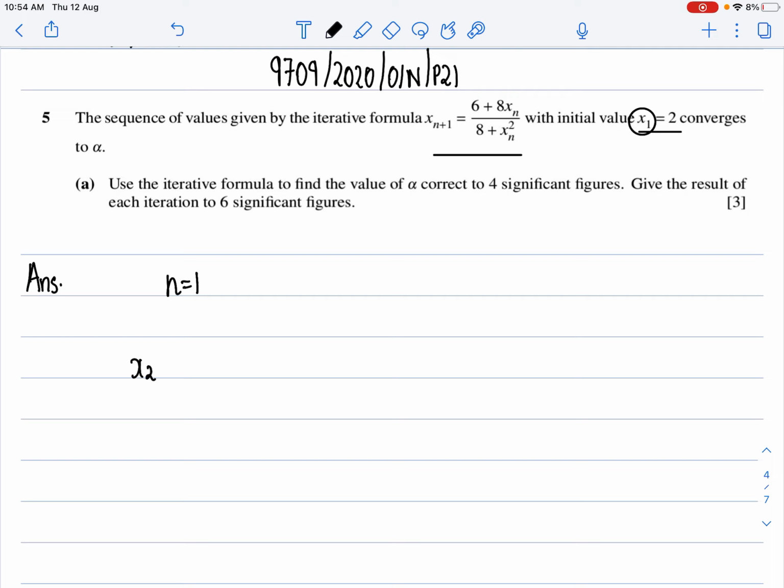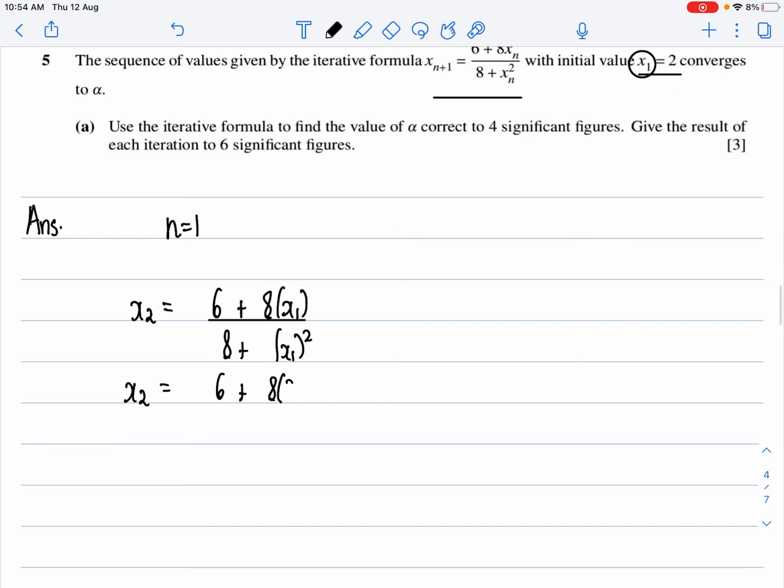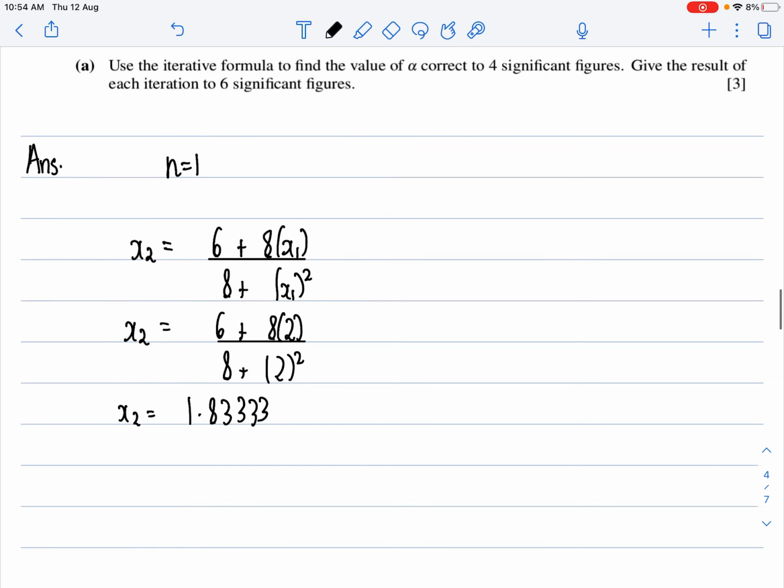So I can write this as x2, which is equal to 6 plus 8 into x1 divided by 8 plus x1 the whole square. Now you can write this as x2 equals 6 plus 8 into 2 divided by 8 plus 2 the whole square. Now when you solve this on the calculator, you get your answer as 1.83333 to 6 significant figures.